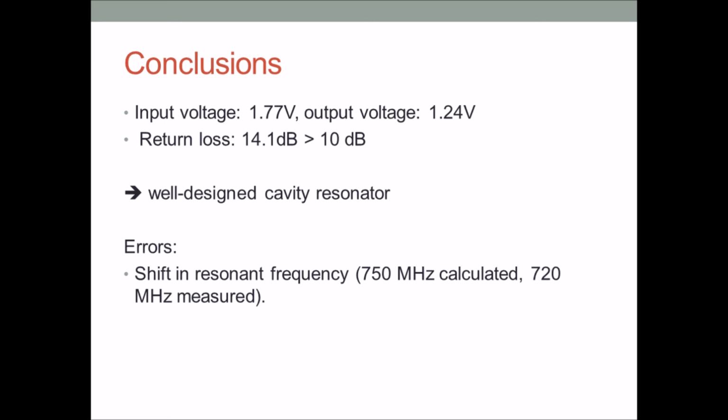The errors, such as the shift in the resonance frequency, are mostly due to the non-perfect structure of this cavity resonator. The walls were just covered with the conducting material, not made of it. And also it was crucial but hard to keep the antenna stable, so this might have affected the measurements. And this is the end of my presentation.